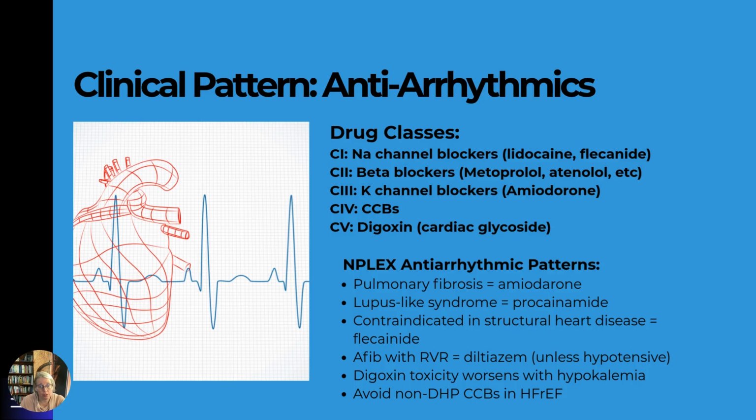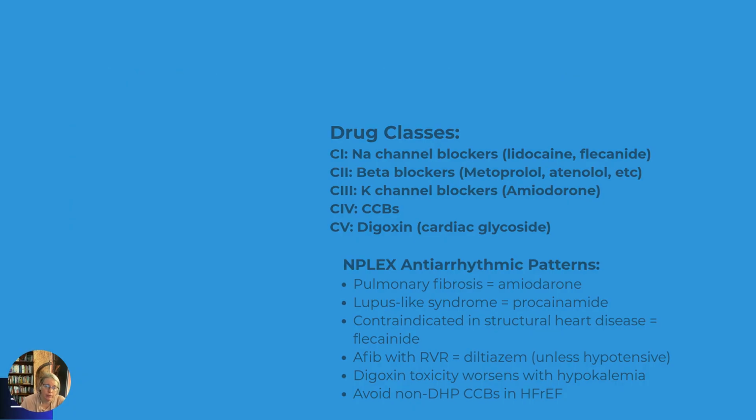Digoxin toxicity worsens with hypokalemia. So there's a possibility of them putting a question between the cardiac glycosides and potassium-sparing drugs, and avoid non-DHP CCBs. We just talked about that in the calcium channel blockers. We're not going to use the non-DHPs if there's a heart failure with low ejection fraction.